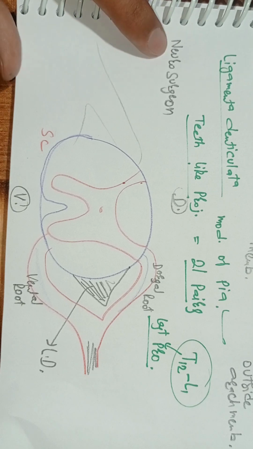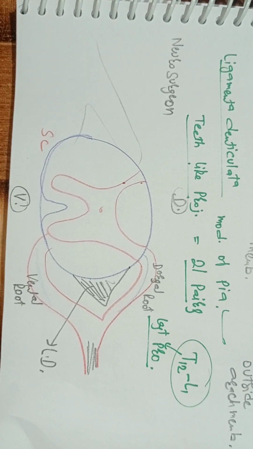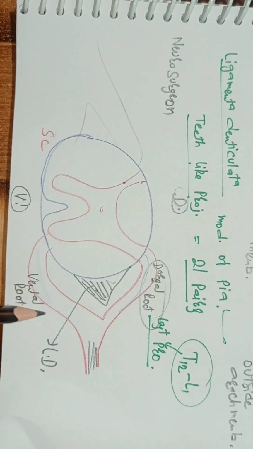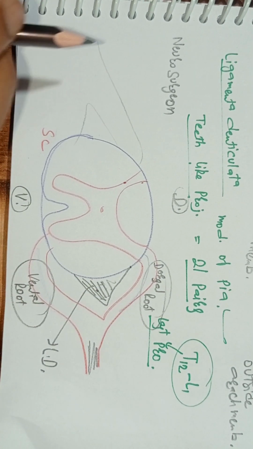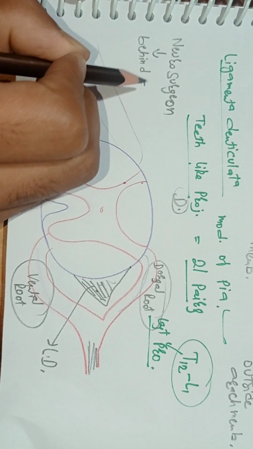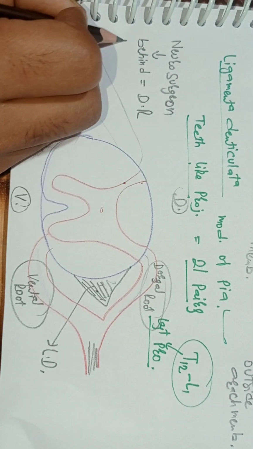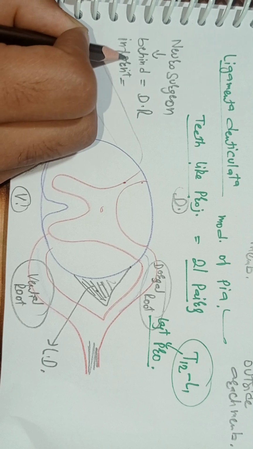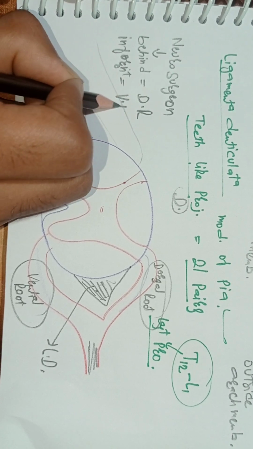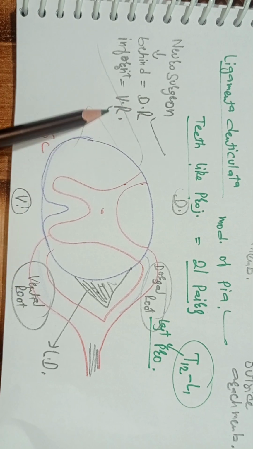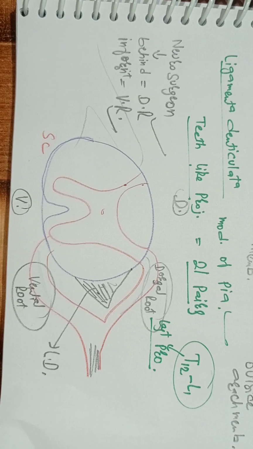This ligamenta denticulata is important for neurosurgeons. Why is it important? Because behind the ligamenta denticulata is the dorsal root, and in front of the ligamenta denticulata is the ventral root. So this ligamenta denticulata helps the neurosurgeon to identify where the dorsal root is and where the ventral root is. So it is important for neurosurgery.